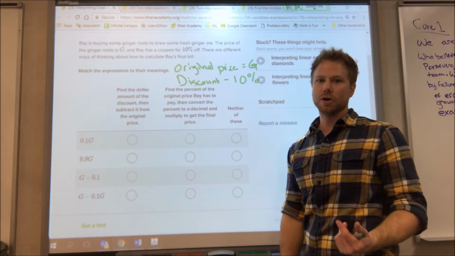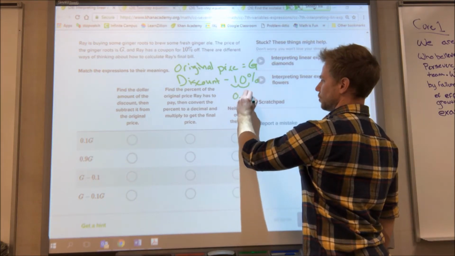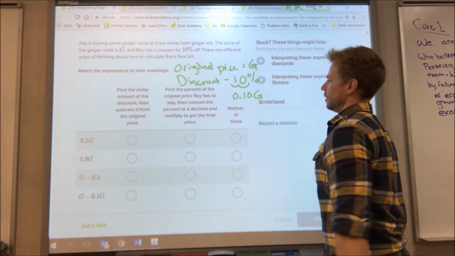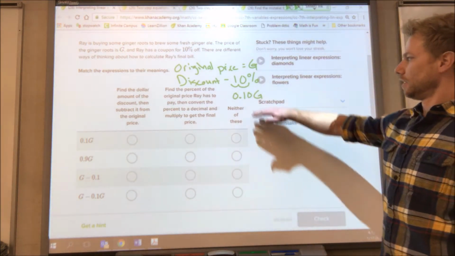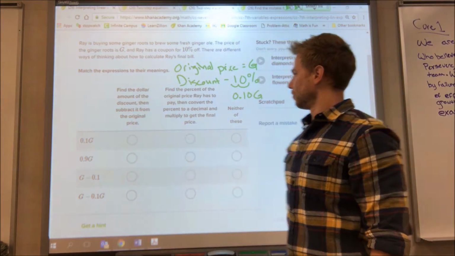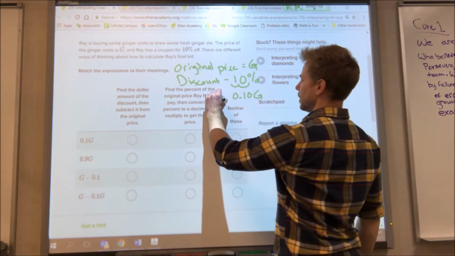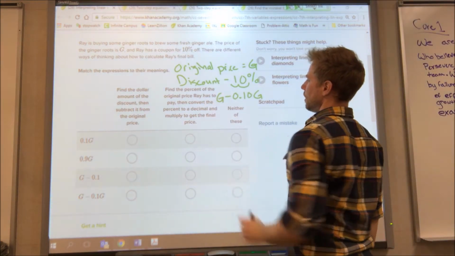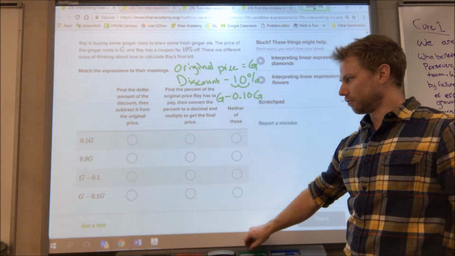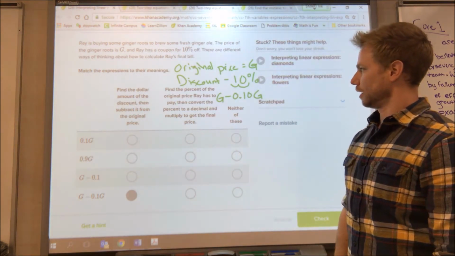So if you remember from notes, what we need to do is change our percent to a decimal, which would be 0.10, and then we multiply that by the original price, which is G. That's the amount of the discount. It says then subtract it from the original price. So I need to subtract that from the original price, so that would be G minus 0.1G. Okay, so I look for any that match that, which would be the last one over there.